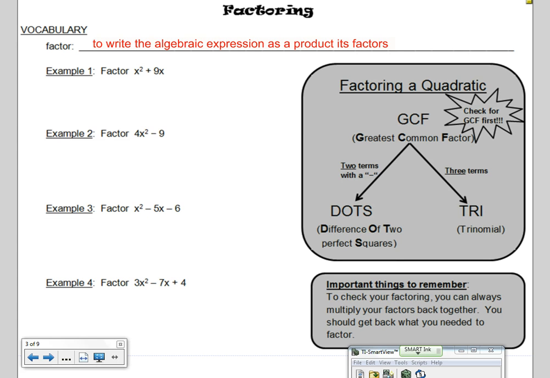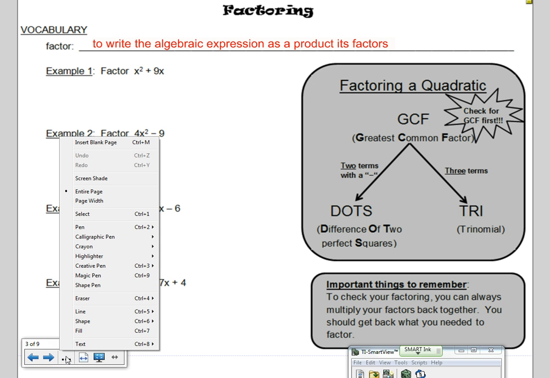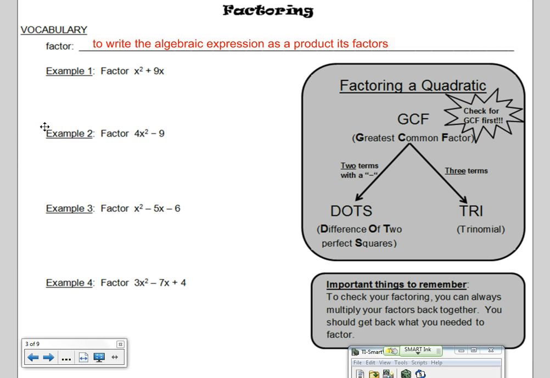So if you look at example 1, we need to factor x squared plus 9x. That means, again, to show it as a product of its factors. Now, there are 3 types of factoring, and if you recognize what type of factoring it is, it makes factoring a whole lot easier because then you have a goal in mind. So the first type of factoring you check for is greatest common factor.